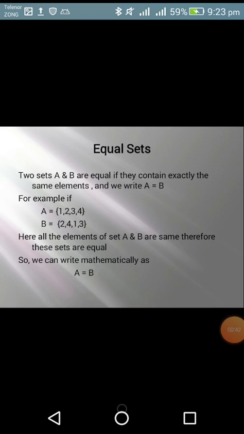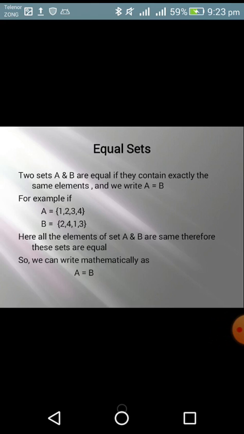Equal sets: two sets A and B are equal if they contain exactly the same elements, and we will write A equals B. For example, if set A contains the elements 1, 2, 3, 4 and the set B contains the elements 2, 4, 1, 3. Here all the elements of set A and B are the same.